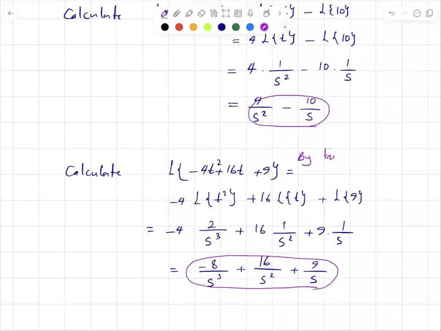So this is again by linear combination. We know that the Laplace preserves the linear combination. We can continue this process and calculate more quantities that have linear combinations between them.